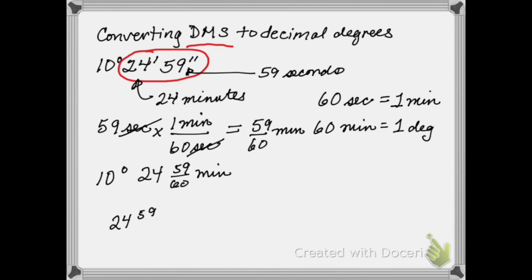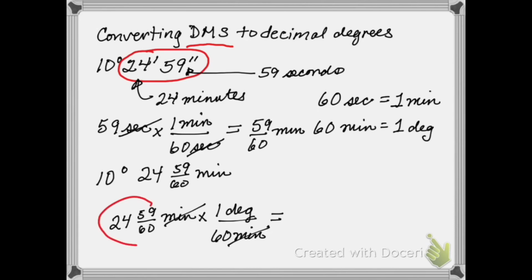So I've got 24 and 59 60ths of a minute times 1 degree per 60 minutes. And I want to do that calculation. Again, I can cancel the minutes. Minutes cancel with minutes, and that's going to leave me with degrees. So how many degrees do I have? This is just going to be a calculator key-in at this point, because we do want to end up with a decimal reading. We don't need to leave it as a fraction. So I'm going to do the calculator key-in for this.